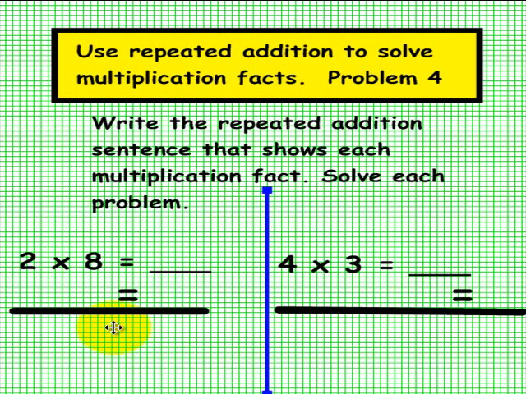Okay, let's see what we have and see if your answers match ours. You should have 8 plus 8 equals 16, because here it says 2 times 8. Here's 1, here's 2. So 8 plus 8 equals 16, and over here on the right we have 4 times 3. How many 3's do we have? 1, 2, 3, 4. 4 3's equal 12. If your answers match ours, that is outstanding.